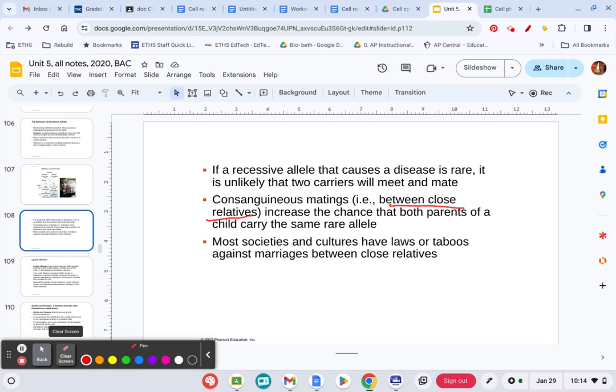That is why there are laws in different states about who you can marry in terms of relation. Usually, I think you can't marry and have kids if you're first cousins. Maybe you can if you're second cousins. I'm not sure about that. It kind of varies by state. I think you guys are second cousins.